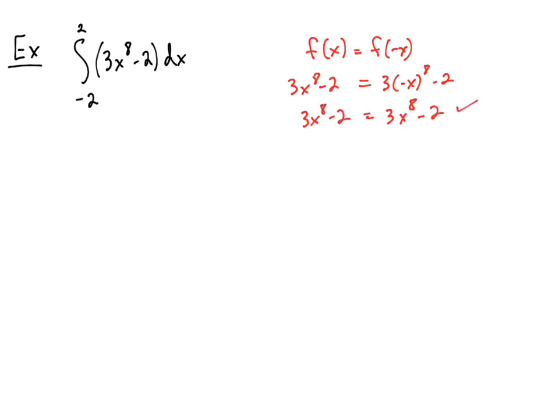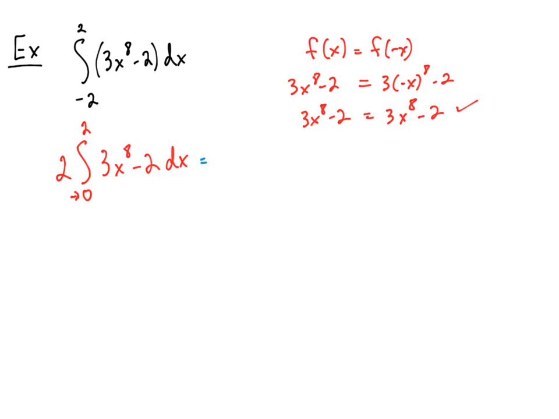So because this is even, I'm going to rewrite this integral as 2 times the integral from 0 to 2 of 3x to the 8th minus 2 dx. And the reason we want to do this is because it's really easy to evaluate an integral if one of the bounds is 0, which is what we have down here.